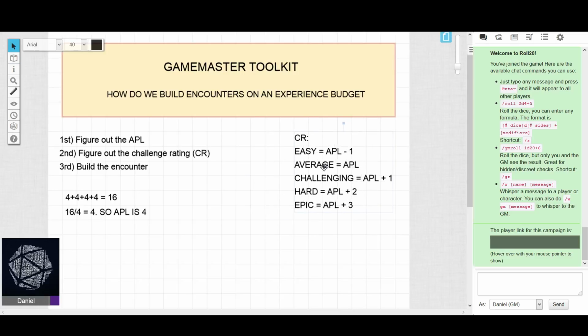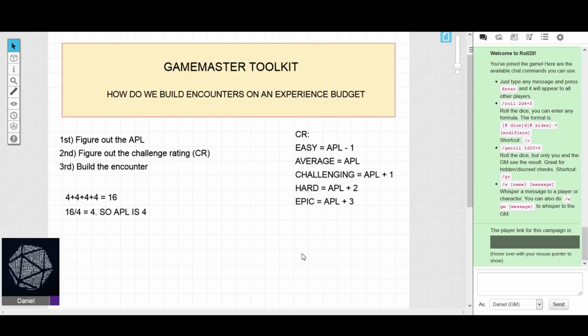So this is how we establish the general level of difficulty we want in the party. Is this encounter supposed to just be for them to breeze through? Then we can design an easy encounter for them. Is this supposed to be the biggest and toughest battle of this arc of the story? We might want an epic encounter. In that case, we can design for that.